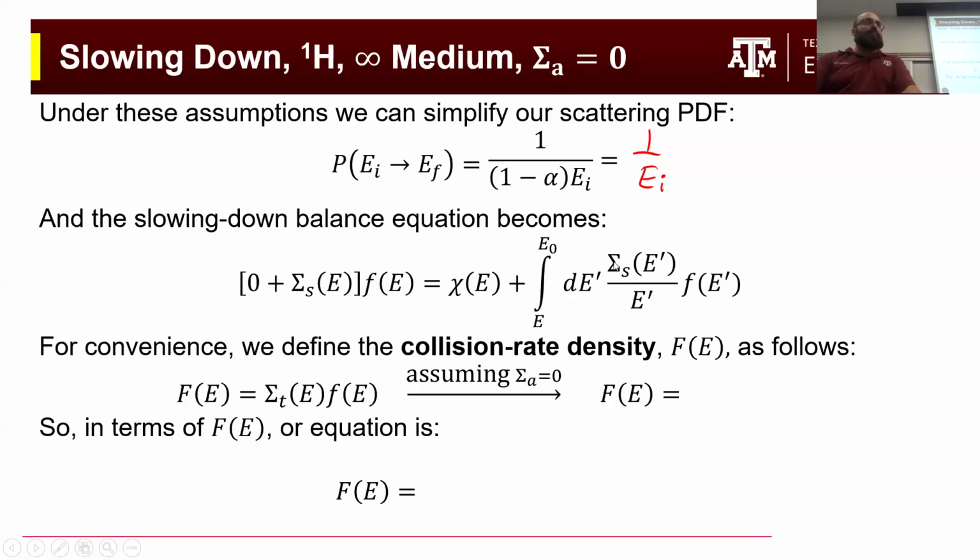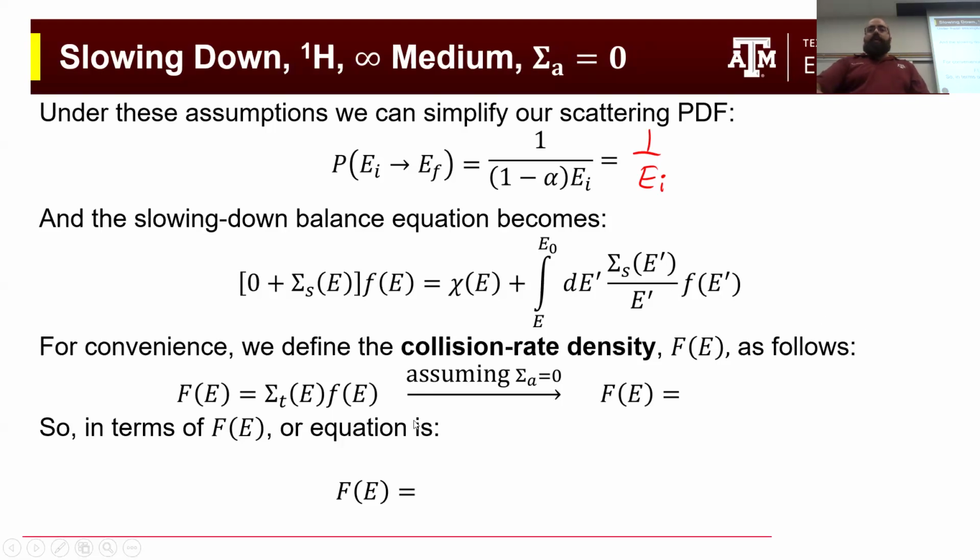I've got my sigma S of E prime up top. I've got my f of E prime still there. And then 1 over EI becomes 1 over E prime, just switching back to the notation where prime was the initial energy and regular E is the energy we're keeping track of. So that's what my slowing down balance equation becomes.